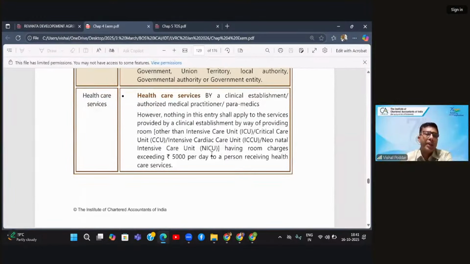Then comes the medical related services or the healthcare services. Now in healthcare, two things are important. One, the provider is important. The provider should be a hospital or its equivalent, which is called a clinical establishment, or it should be a doctor or its equivalent, or it should be a paramedic or its equivalent. So the service provider should be any one of the three, and the service should be a healthcare service. When both the conditions are satisfied, then only the exemption will apply.